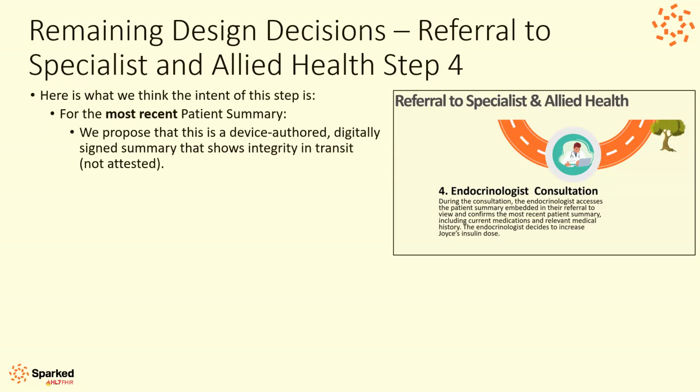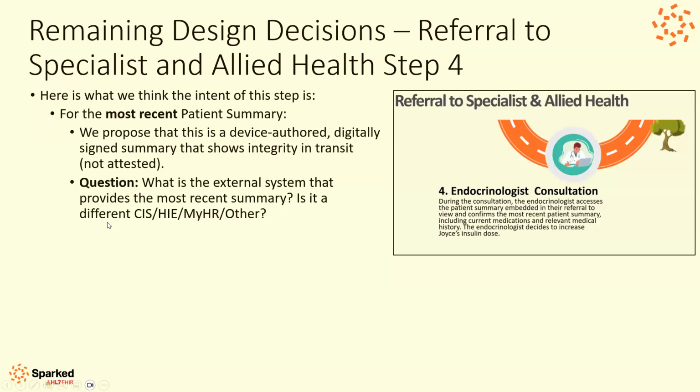Lovely, thanks everyone. So I have one more question for you all today. We also just need some further feedback from the group on another open question. So now that we've determined that we are going to get this from a system, what's that external system going to be that provides the most recent summary? Where's it coming from? Are we looking at a different clinical information system? Are we looking at a health information exchange? Or even are we looking at My Health Record or something else? So we're just hoping to get a sense of what implementers would like to see demonstrated here, just so that we can make those examples a bit more meaningful and reflective of real-world workflows.